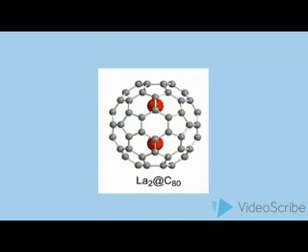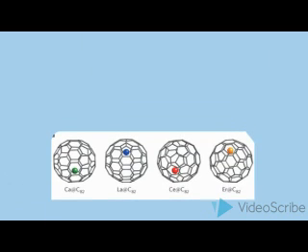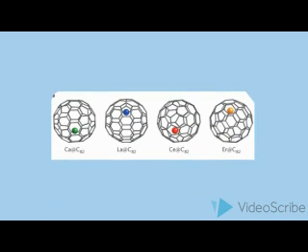The next slide shows some examples of the metallofullerenes. In the slide here, we can see that calcium, lanthanum, cerium, and erbium can be encapsulated in the cage of fullerene to form metallofullerene.